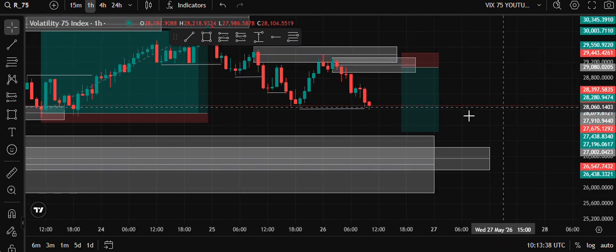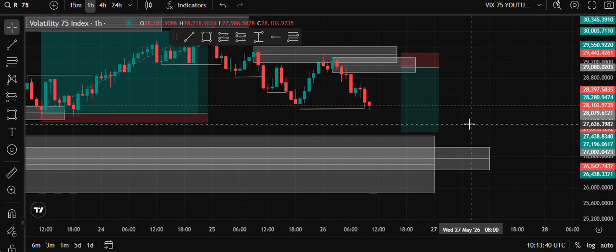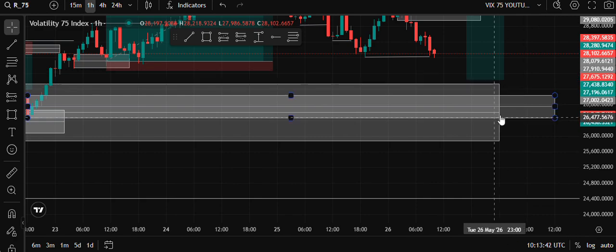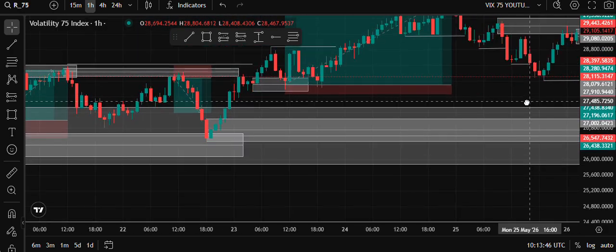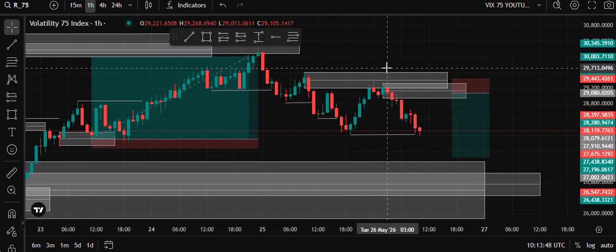So on here we are currently going for a sell. We'll go for a sell until we get up to this very level, and then we'll probably start going for a buy. So that is it.